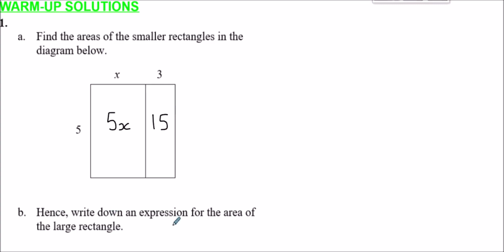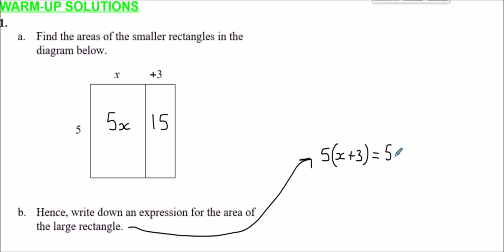For part B, we need to write down an expression for the area of the large rectangle, the whole thing. So what we did is we multiplied the length of it across here, which is x plus 3, by this width, which is 5. And so 5 multiplied by x plus 3 is 5x plus 15, which you should be familiar with from your days of expanding brackets, which we're going to do with no surprises time and time again in this A-level course. 5 times x gives us 5x, 5 multiplied by 3 gives us the 15.